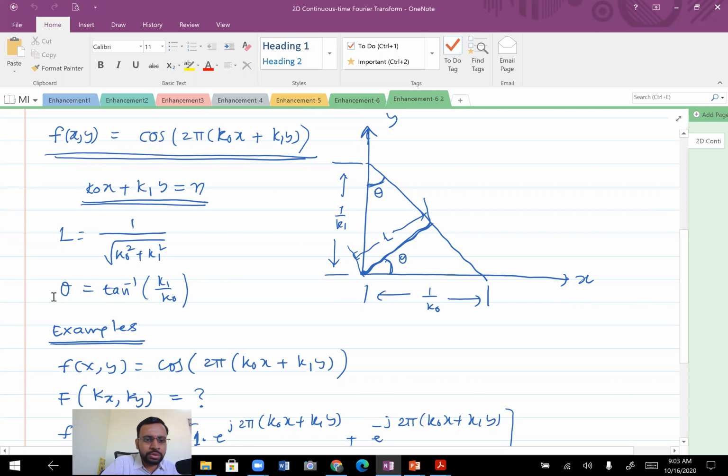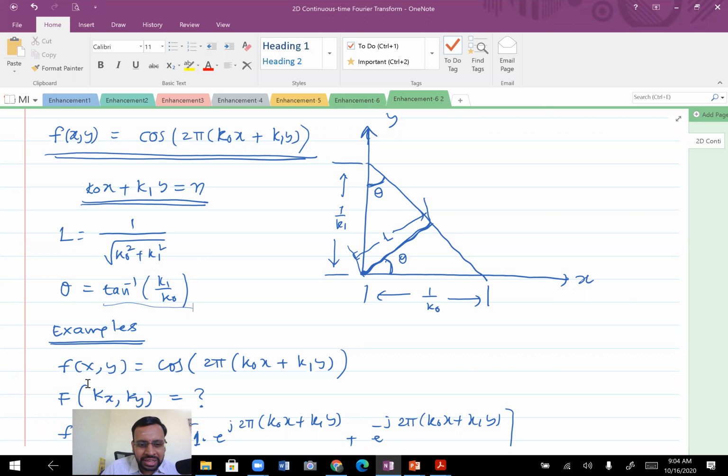This orientation would be equal to tan inverse of k1 by k naught. And then we also figured out the periodicity of this function in that particular orientation. That turned out to be 1 by square root of k naught square plus k1 square. Is everyone fine with this?